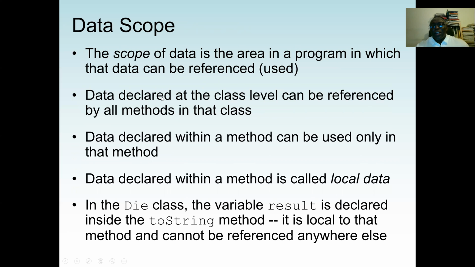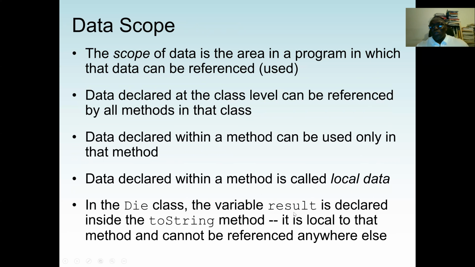Data declared at the class level can be referenced by all methods in that class. So at class level, all the methods can use it. Now, data declared within a method can be only used in that method, and that is called local data or a local variable. So in the Die class, the variable result is declared inside the toString method. So it's local. Only the toString method can use the variable result.